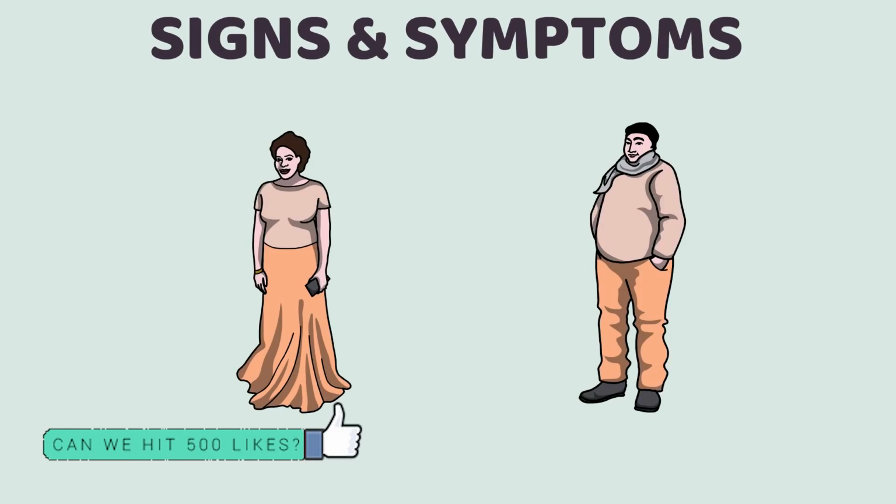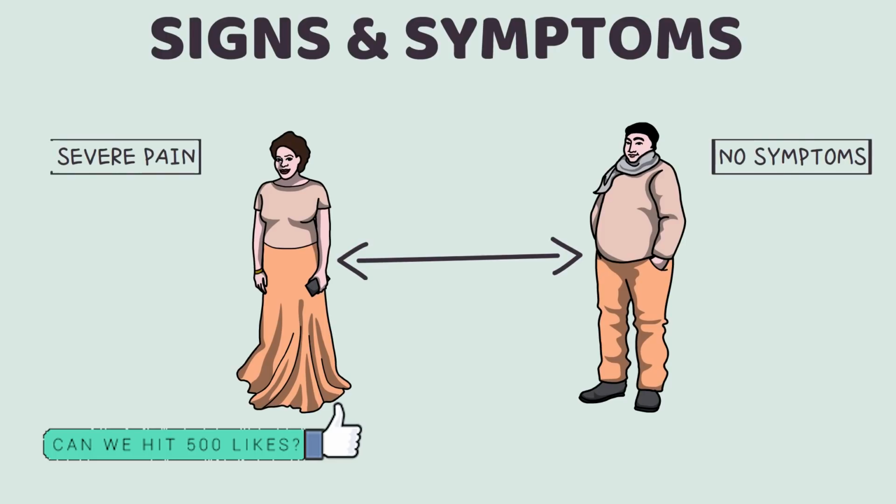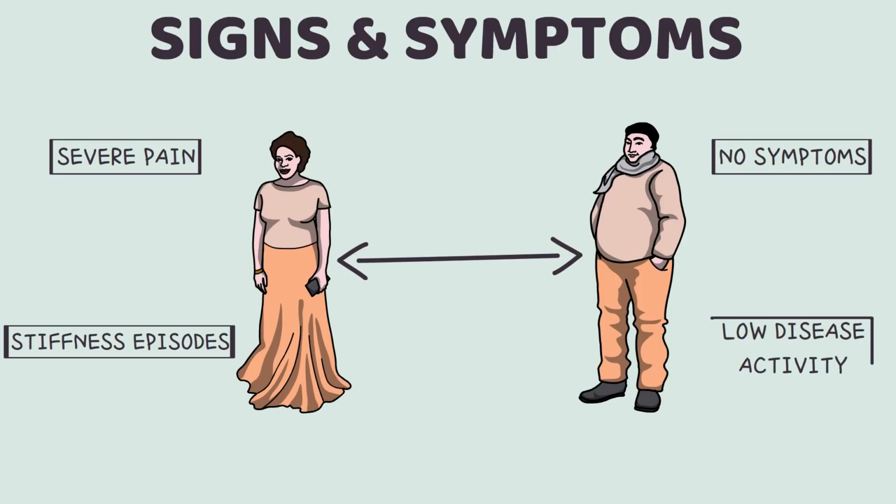Rheumatoid arthritis symptoms are different for each person. Some people have long periods of remission with few or no symptoms. Others develop severe pain and stiffness episodes that can last from a few weeks to many months. New and earlier treatment is changing the overall picture of rheumatoid arthritis. More people are having low disease activity or even going into remission.